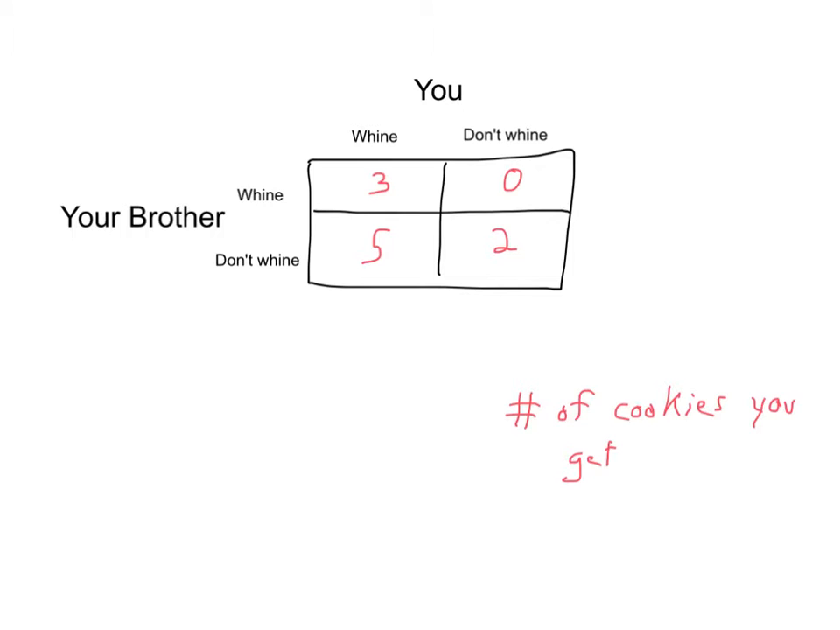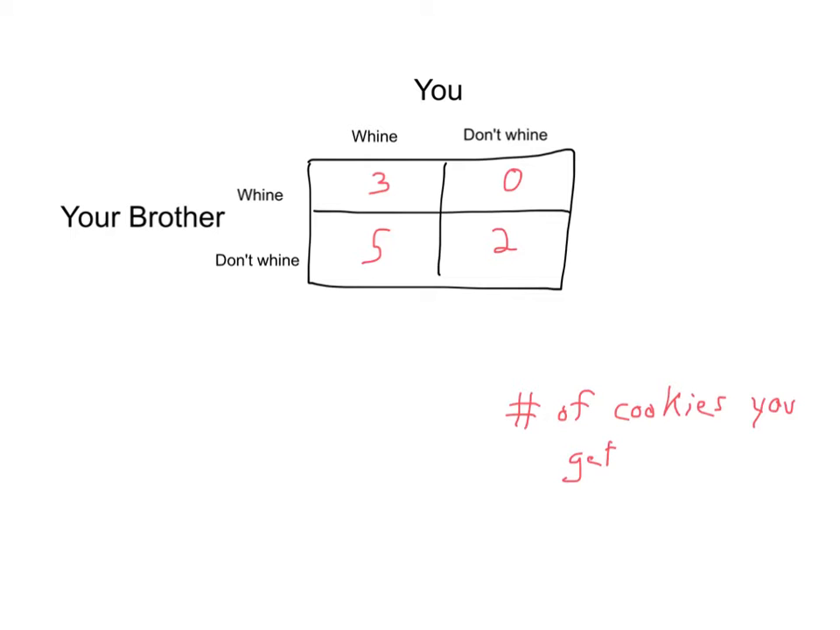Let's take the following very simple game. So there's you and your brother, those are the players, and you can whine or not whine. Okay, those are the possible actions you could take. You know when your brother is going to whine, and you know when you're going to whine, right? So that's the information you have. If your brother starts whining, you know that. And the payoffs are, well, you are deciding how to split 5 cookies.